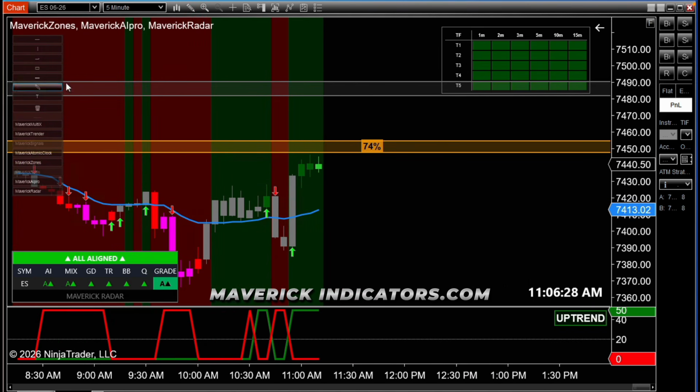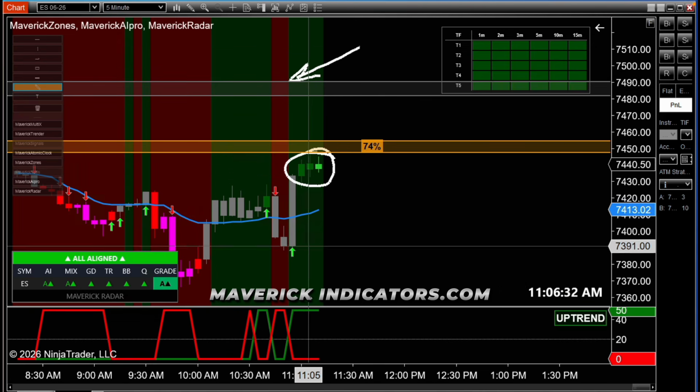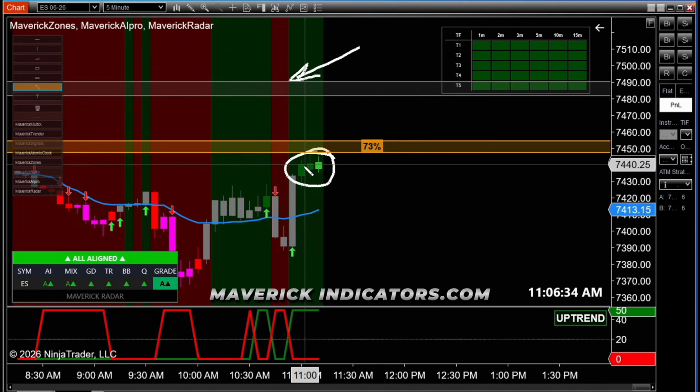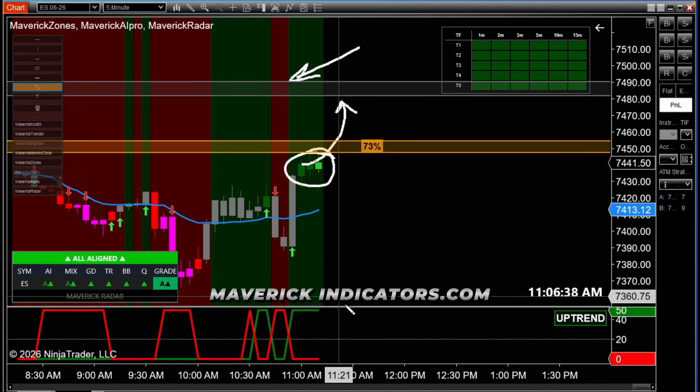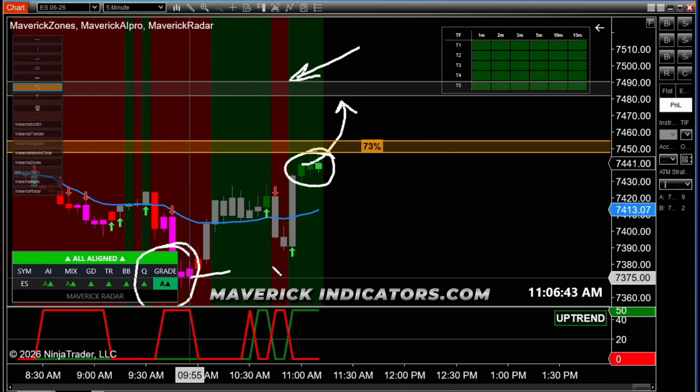So I'm looking at this. We've got a green background. The bulls are in control. We're starting to get bright green candles here, which is telling us that the data is starting to heat up to the upside. We've got an A+ setup on the ultimate trading assistant, the Maverick Radar.